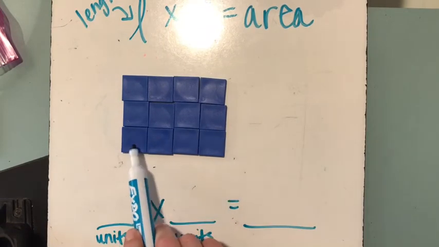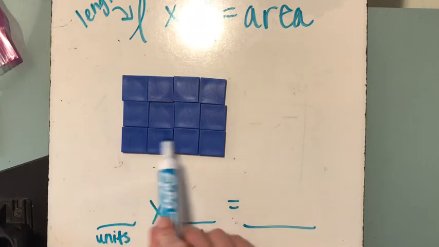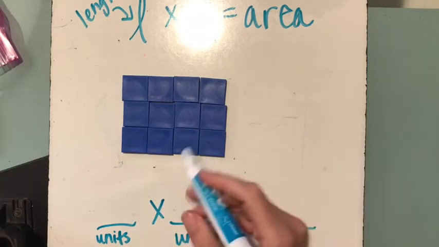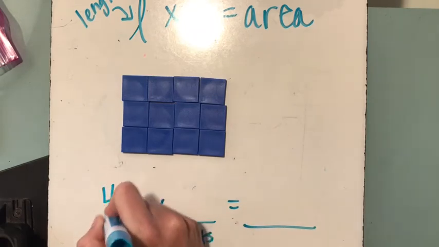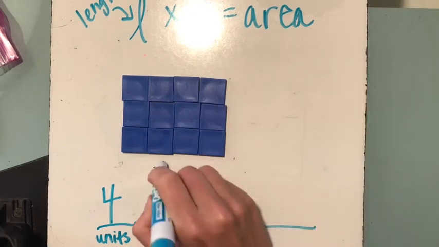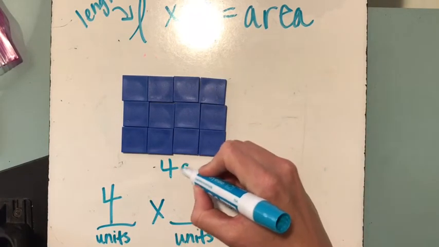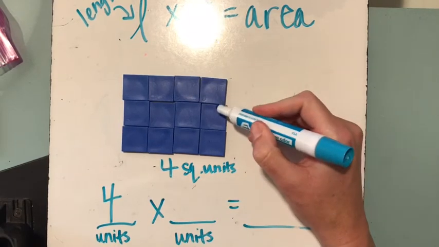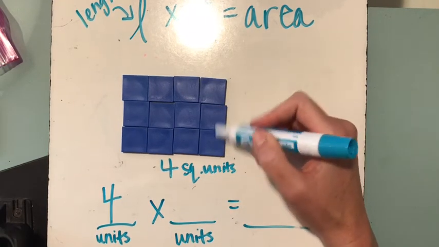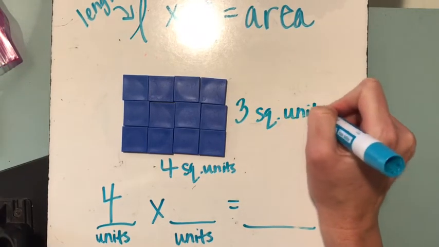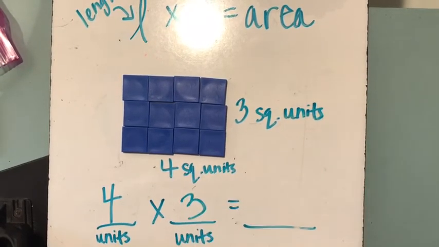Well, all I have to do is count it, right? The length is, and the length is the longest side, 1, 2, 3, 4. So I have 4 square units for my length. And what's my width? Well, my width is over here, right? So this was 4 square units. And this is 1, 2, 3. My width is 3 square units. So I'm going to put 3 down here.